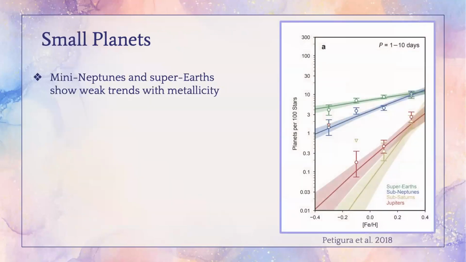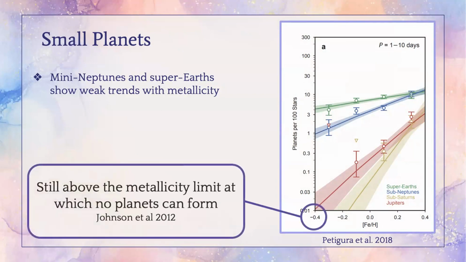In terms of small planets, though, we see a slightly weaker trend. On this plot by Pettigrew et al. 2018, you'll see in green and in blue super-Earth and sub-Neptune occurrence rates as a function of metallicity, and they are significantly weaker than the Jupiter and the sub-Saturn occurrence rates, which are shown in red and yellow. However, since the study was done using Kepler, once again, we're above this metallicity limit in which we think planet formation cuts off. So we aren't able to get after this question of how much material is required for planet formation.